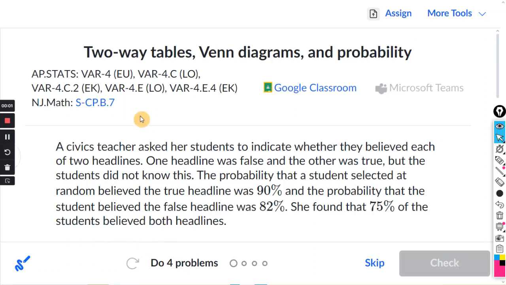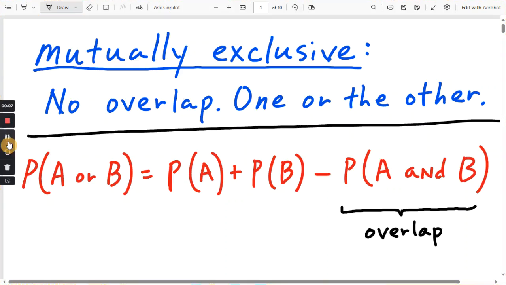This will be for the exercise, 2A tables, Venn diagrams, and probability. All right, so the definition of mutually exclusive. That means there's going to be no overlap. It's going to be one or the other.